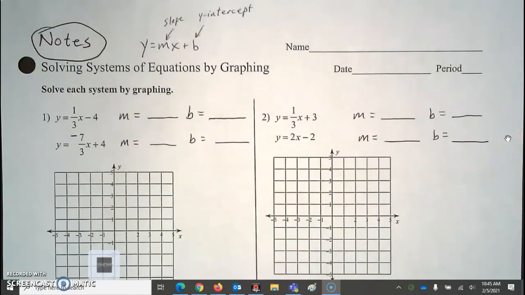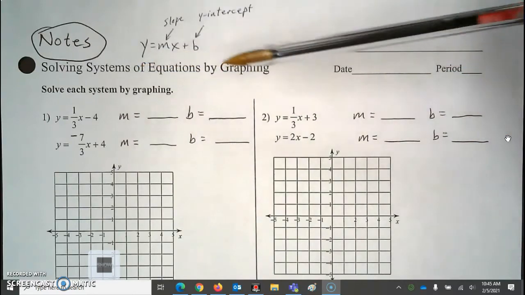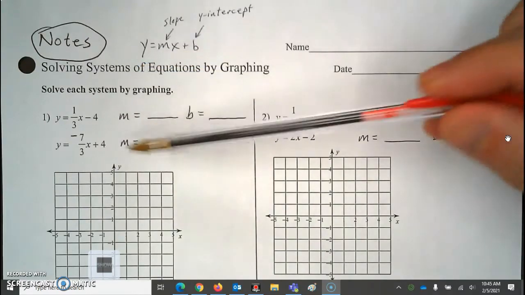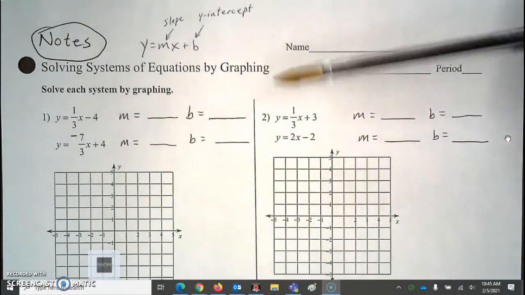Well, your first impression here is that it looks like we're reviewing something. You see the graphs and the equations in slope-intercept form, but it's actually a new topic. It's called solving systems of equations. That means there's more than one. See these two equations? That's a system. And we solve it by graphing.